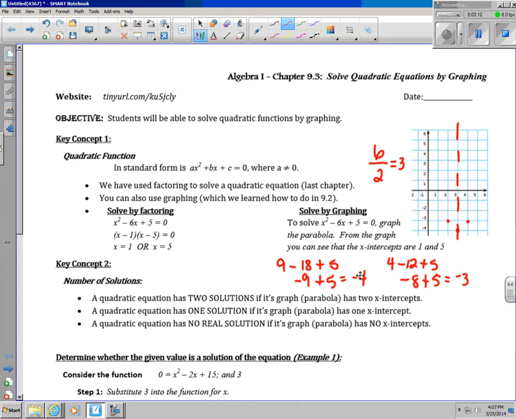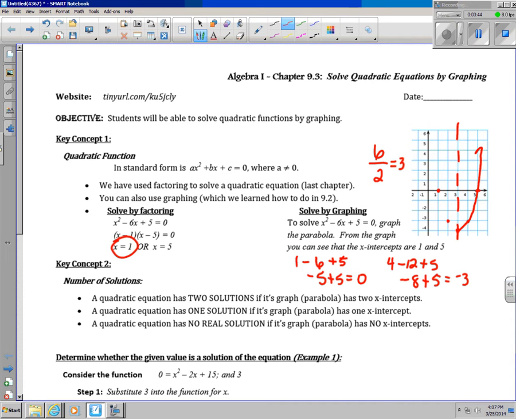Okay, and then I'm going to take 1 and substitute 1 in, and I take 1 squared, which is 1. Negative 6 times 1 is just negative 6, and plus 5. Okay, 1 minus 6 is negative 5, and negative 5 plus 5 is 0. Well, we knew that, we knew that 1 would be a solution. So 1, 0 is a point, and I reflect that, and looky there, I'm at 5, 0, which are my two solutions that I found while factoring.